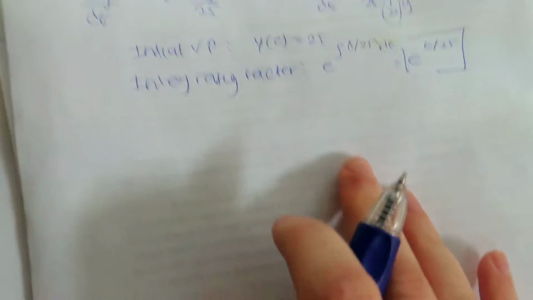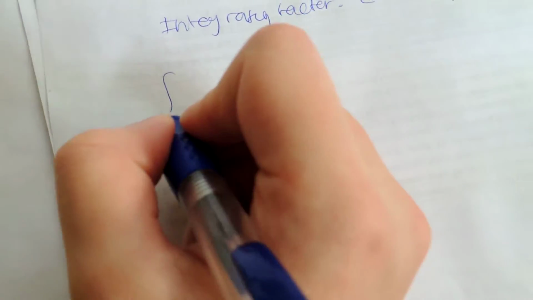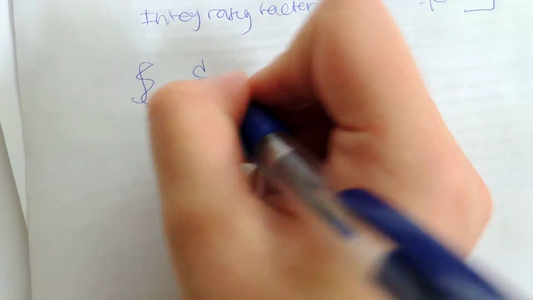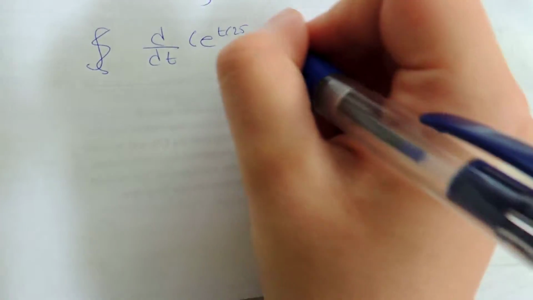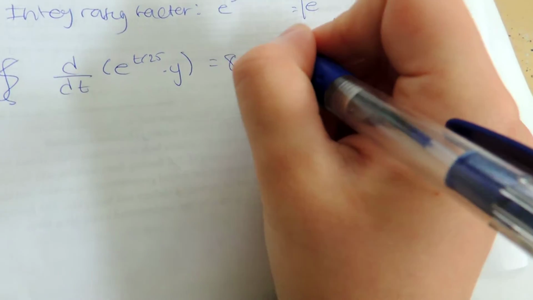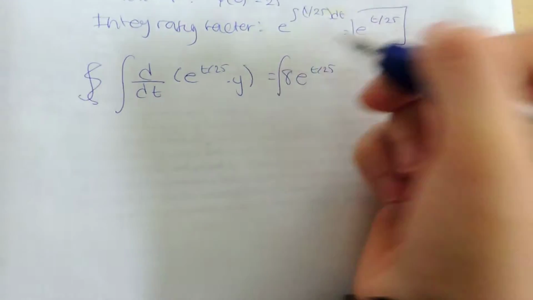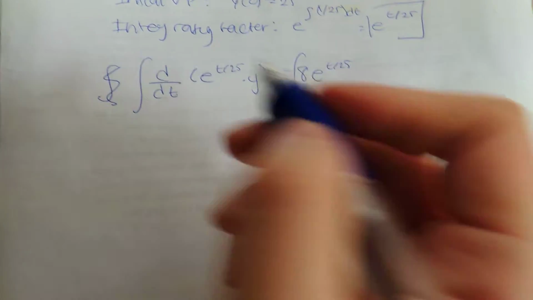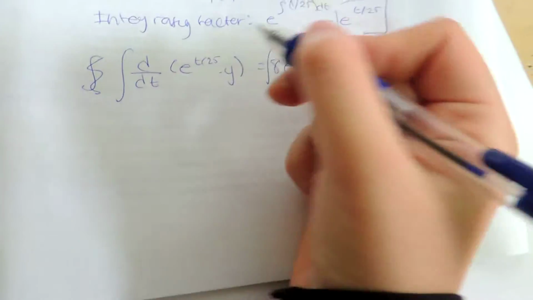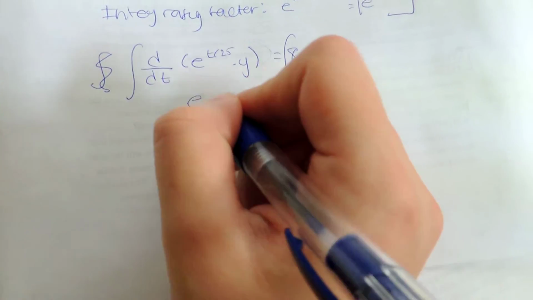When we multiply throughout, we get that the derivative of e to the t over 25 times y is equal to 8 times e to the t over 25. Now we can integrate both sides in order to find the answer. Because we are multiplying by the derivative and then integrating, it cancels out, so what we get is originally this, and that's what we essentially need.